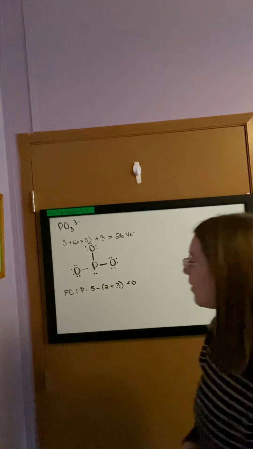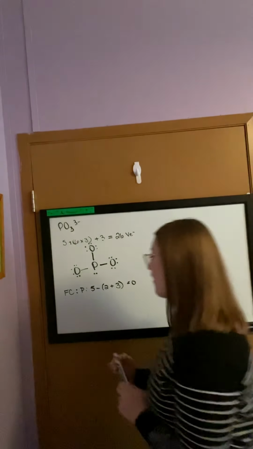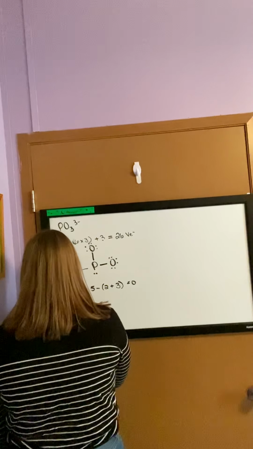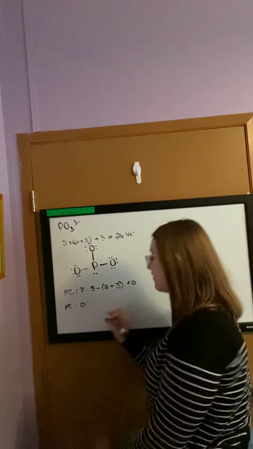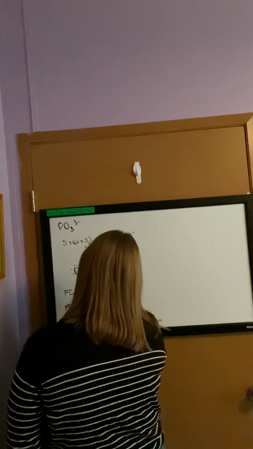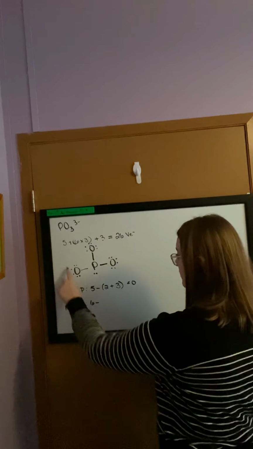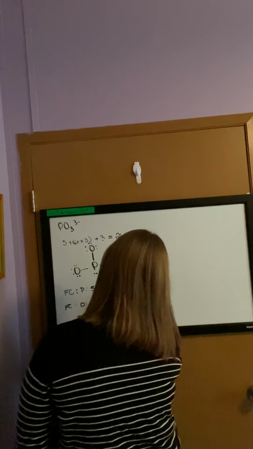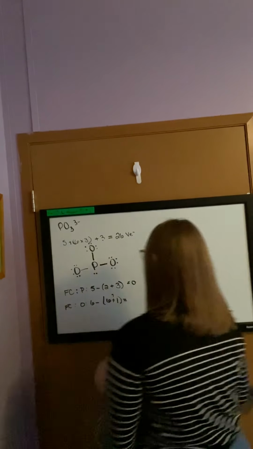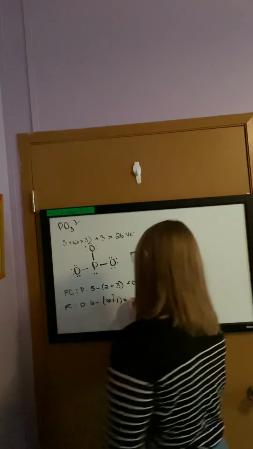So the phosphorus isn't what's charged on this atom. So it must be the oxygen. Let's look at oxygen. Oxygen has 6 valence electrons. We're going to subtract the 6 non-bonding plus the 1 bond. This would be 7. 6 minus 7 is -1.